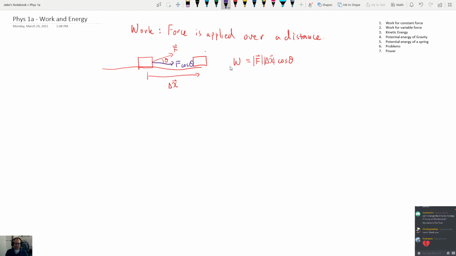So this is our simplest definition of work, but we can also use something that we learned about in the first chapter, which is called the dot product, to write this in a slightly more general way. If we take the dot product between the force and the displacement vector, then we get the work that's done. So this is the work done by a constant force.